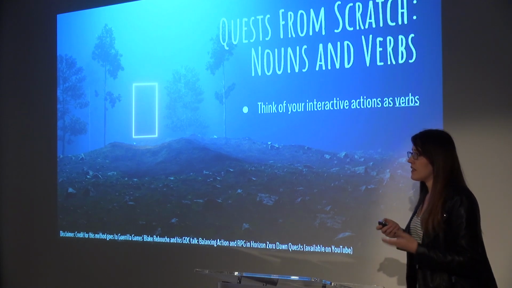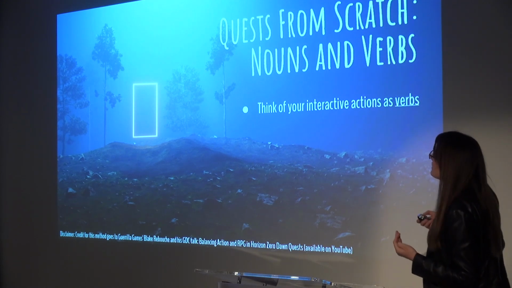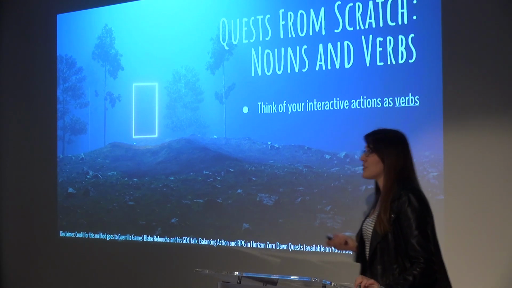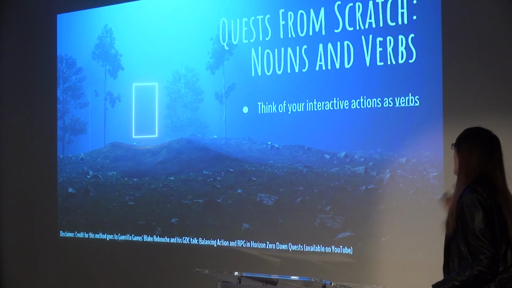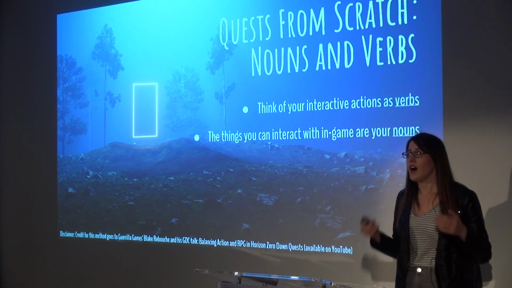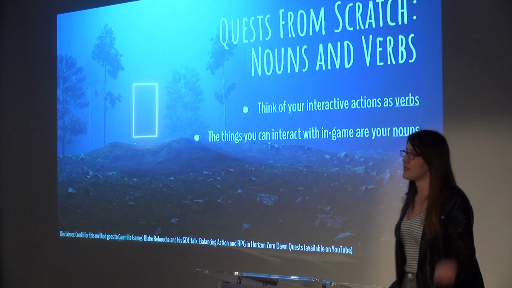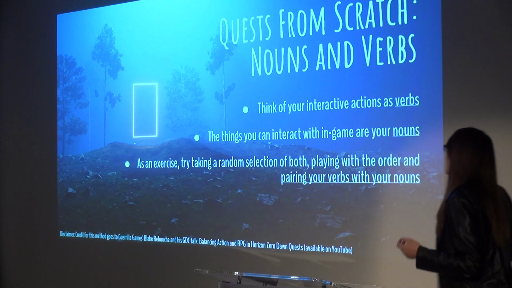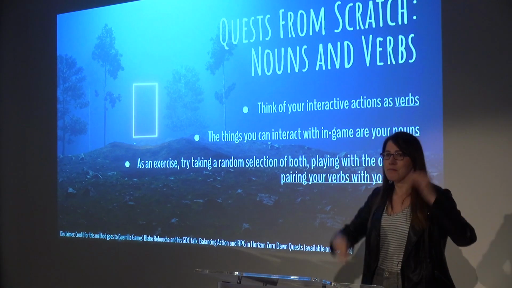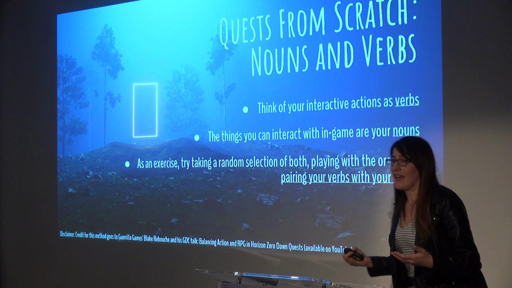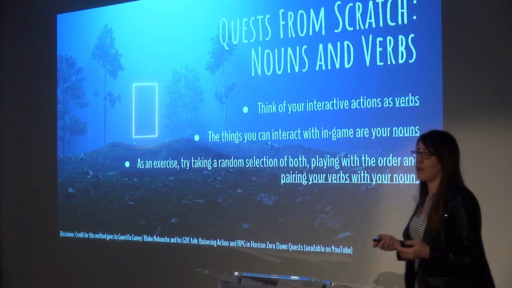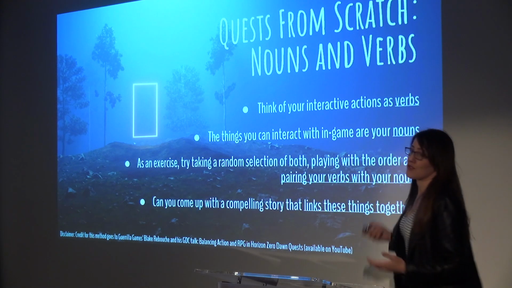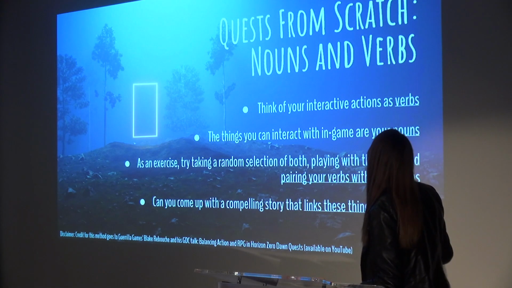So things like climb, kill, steal, also things like convince, search, all of these things are verbs. And the things you can do those things to are your nouns. So whether it's a boss or an NPC or a chair, those are all the nouns. And what we are going to do is take a random selection, mix them up, combine them, and see what we get. This is just an exercise, and the result is going to be very basic, so don't judge me. But we are going to find a story which brings all of this together.